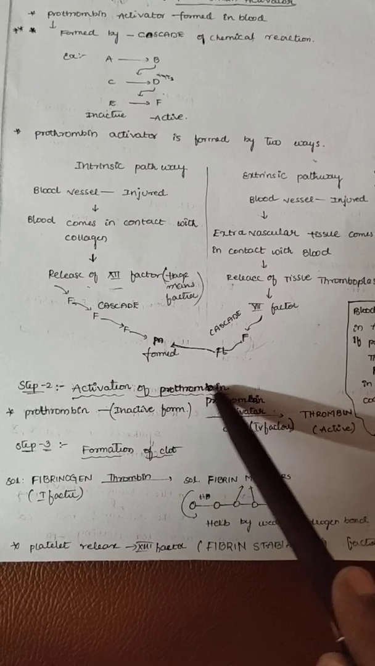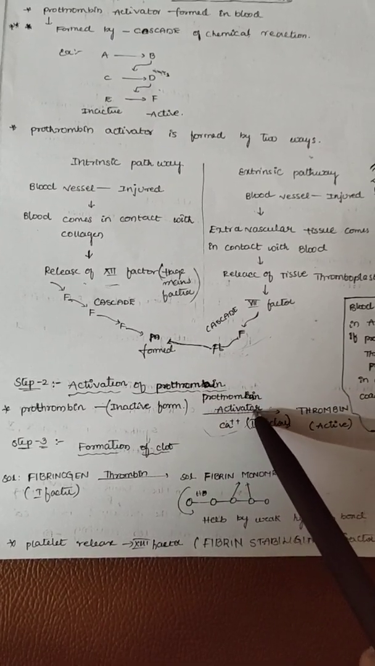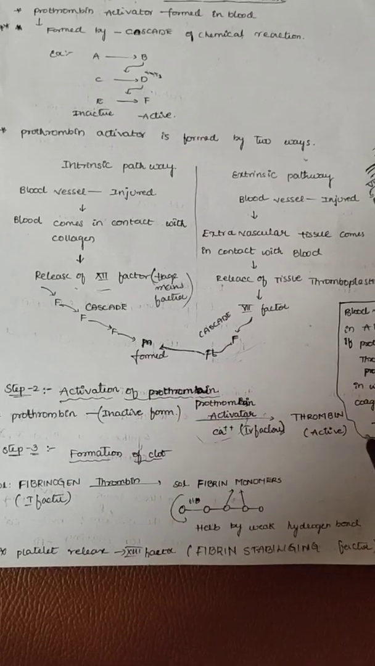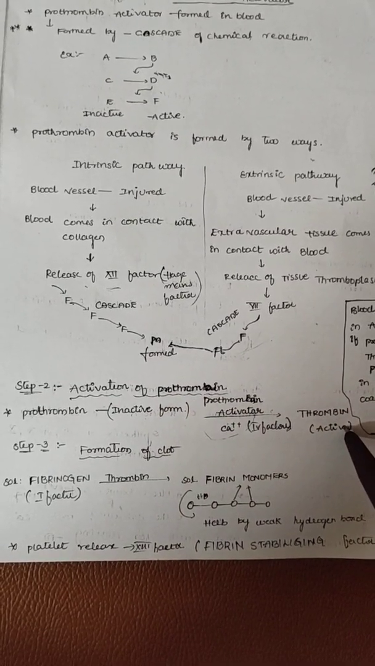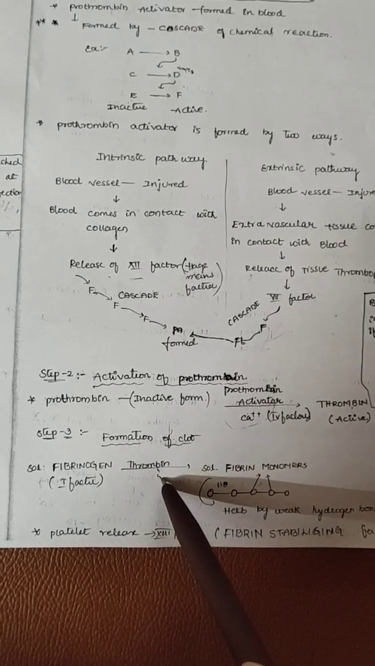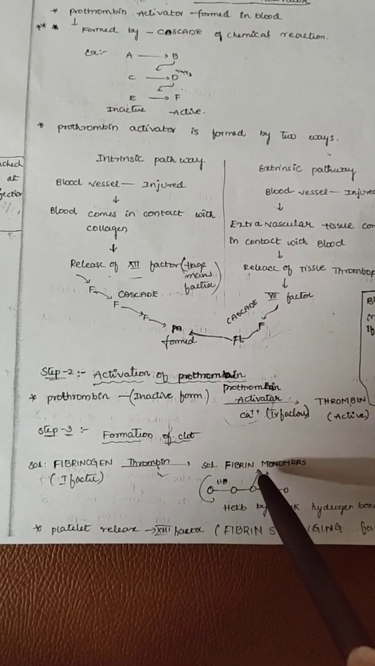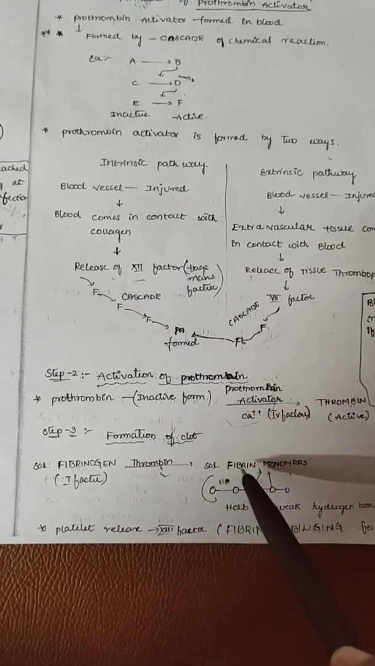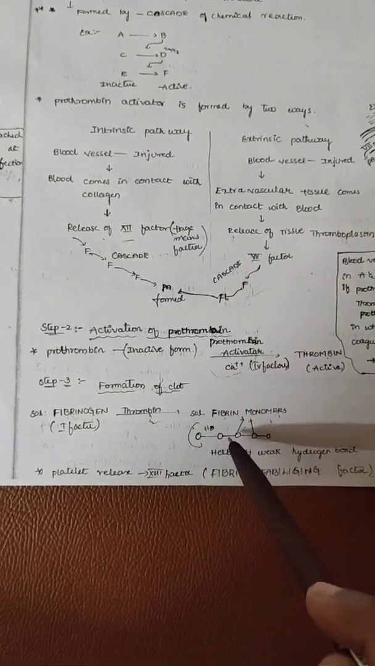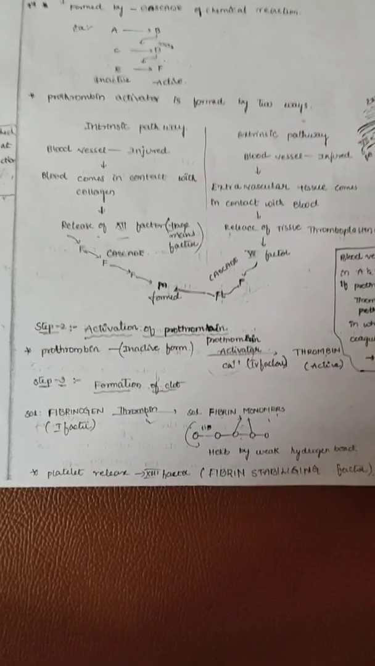This prothrombin activator converts the prothrombin inactive form to thrombin active form. Now this thrombin converts fibrinogen to fibrin monomers. Fibrin monomers are the soluble form. They have weak hydrogen bonds.